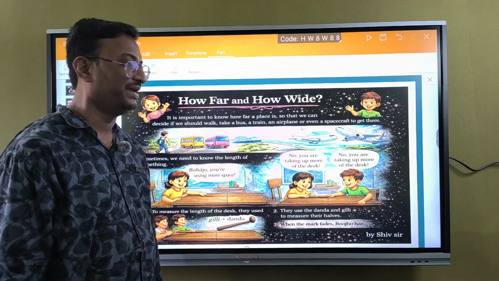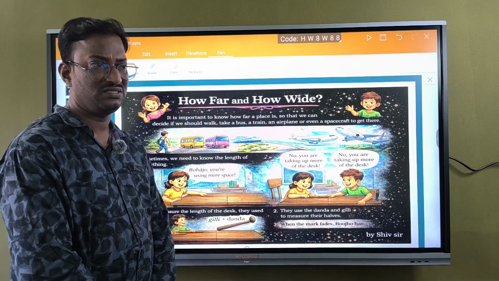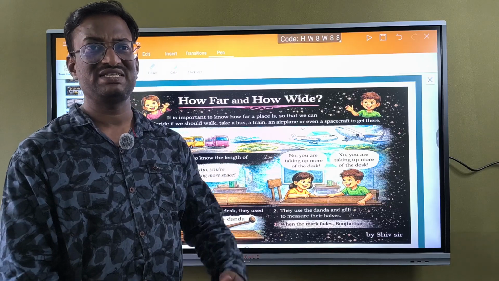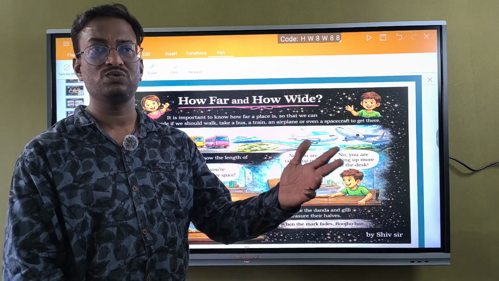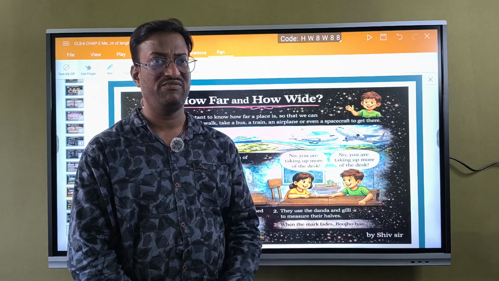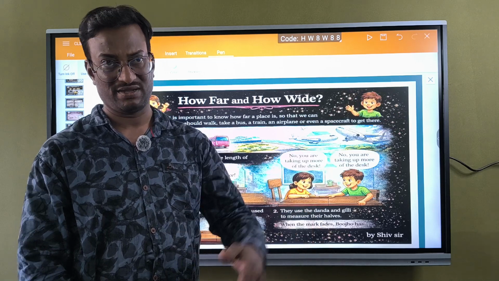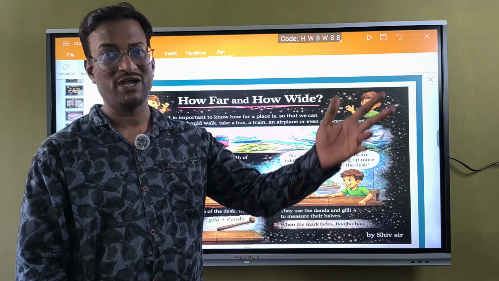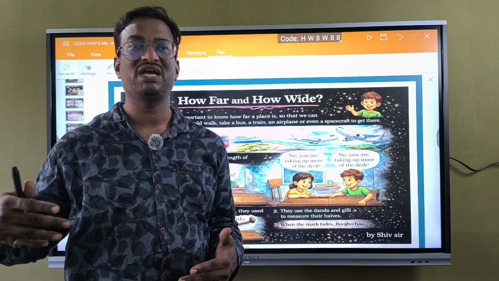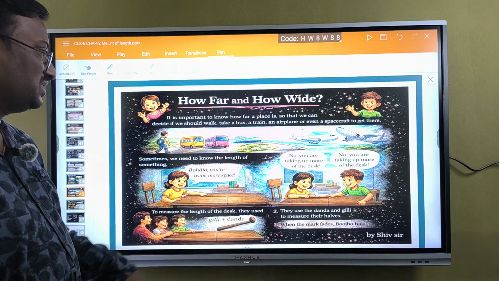How far and how wide? See children, it is important to know how far a place is, because if the distance is very small, we can go by walk. If it is somewhat far away, we can go by cycle. If it is around 1 kilometer, we can go by walk. If it is around 3 kilometers, we can go by cycle. If it is around 10 kilometers, we can go by bike. If it is around 100 kilometers, we can go by car. So by knowing how much distance it is, we can use the appropriate vehicle.